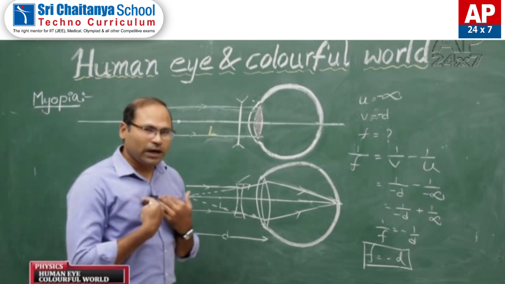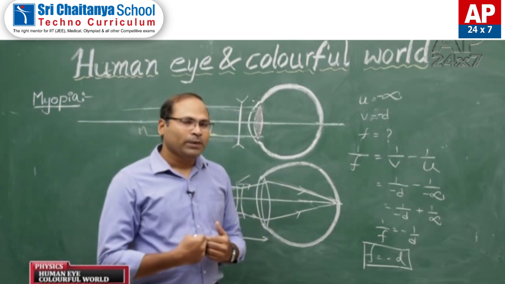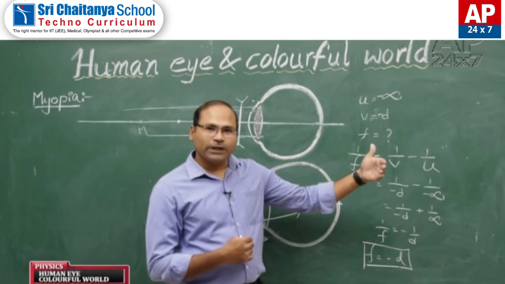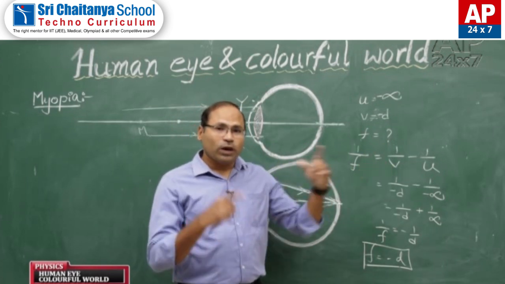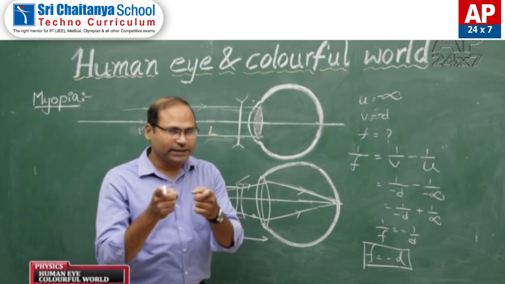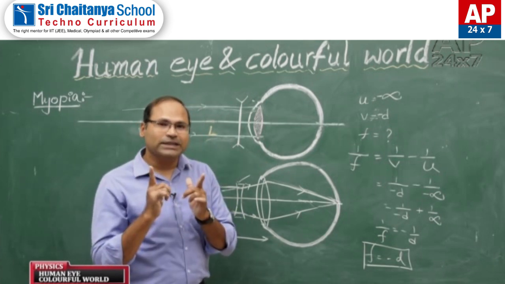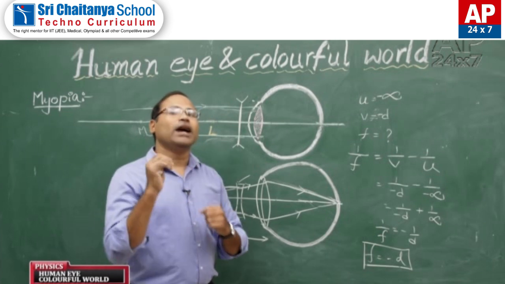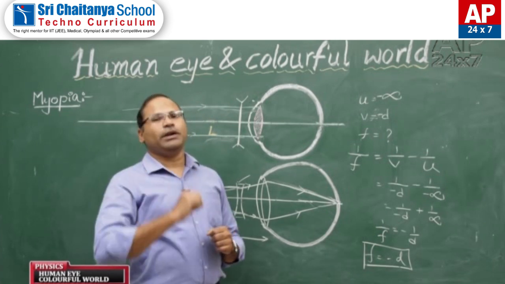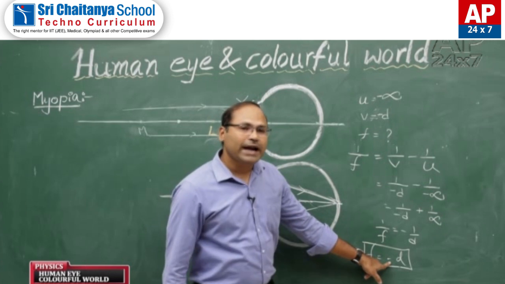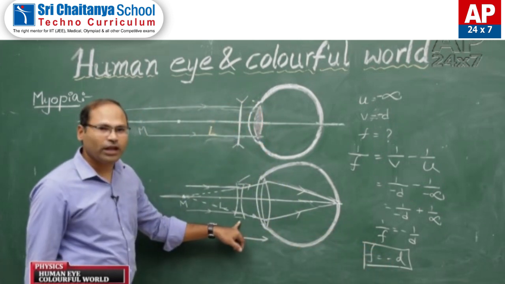Suppose, coming to my example, I said my far point is 50 centimeters. Now, what is the lens I should use? Yes, concave. And what must be the focal length of this concave lens? Now, you can say it. Yes, it is minus 50 centimeters. The negative sign tells us that this lens is concave in nature.